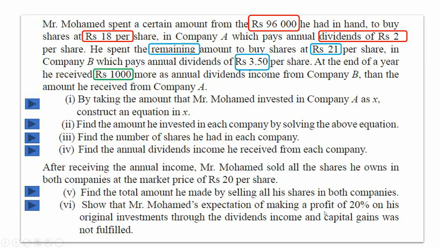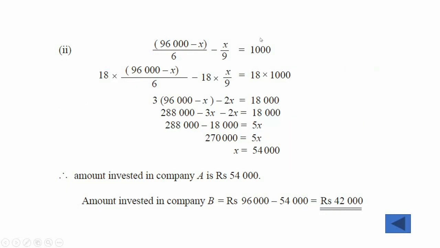Now check the second question: find the amount he invested in the company by solving the above equation. So you have to solve this equation. It is a general method, a simple equation. Find the common denominator of 6 and 9, which is 18, and multiply all the terms by 18. Then 18 divided by 6 is 3, so 3 times (96,000 minus X), minus, cancelling 18 by 9, 2X, equals 18,000.